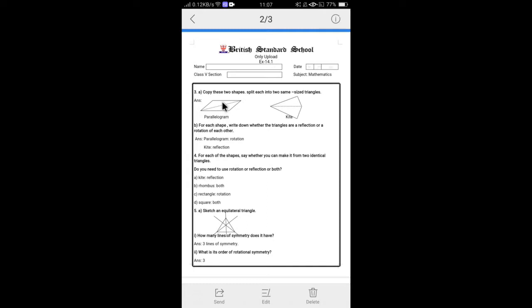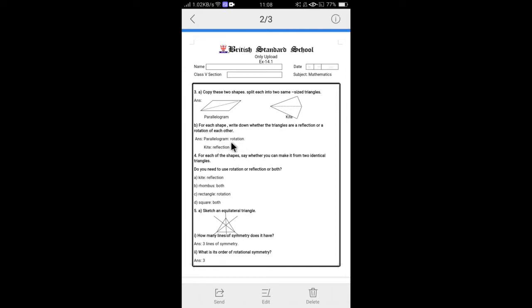The first picture they've given is a parallelogram. If I cut it from this corner, we get two identical triangles, one and one. As you can see in the second picture, the kite, if we cut from the middle, this is a triangle and this is another triangle. Now part B, they are asking for each shape, write down whether the triangles are a reflection or a rotation.